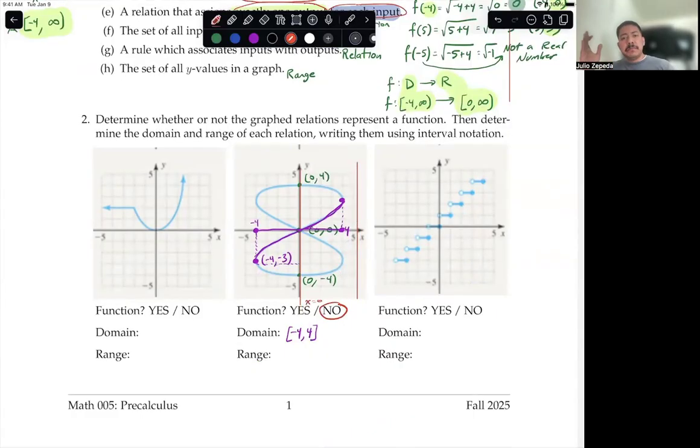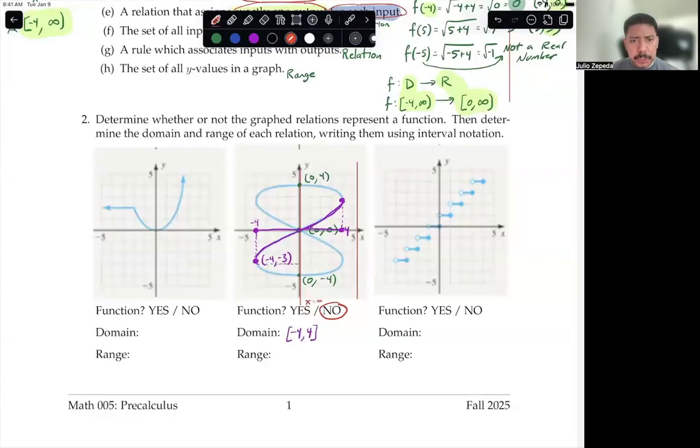Well, no, the function doesn't exist when x is equal to 5. And that vertical line does not touch. I said function, but it's just a relation, not a function. This graph does not exist beyond the x value, x equals 4. So the domain will not go beyond x equals 4.